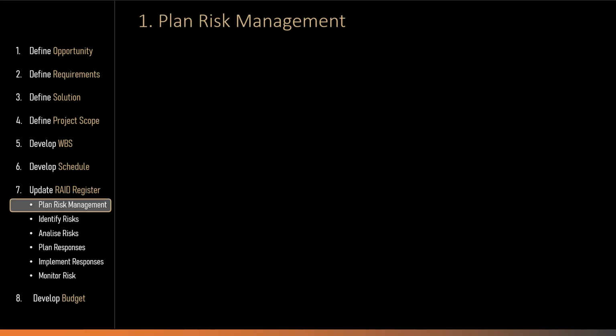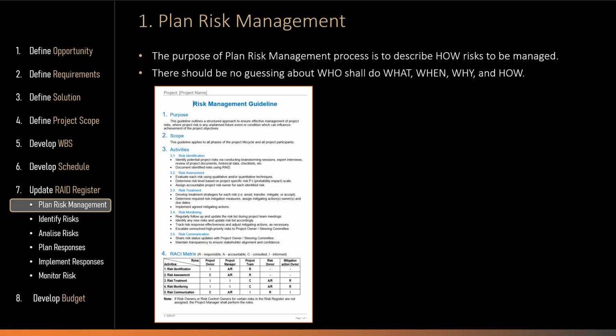Before we proceed with risk management in the project, the first thing to do is to agree how we will do risk management, what needs to be done, who has to do what, and so on. This is achieved with the help of the first risk management process, plan risk management. The purpose of the plan risk management process is to describe how risks are to be managed in the project. There should be no guessing within the project team about who shall do what, when, why, and how. The outcome of the process should be agreed by the project team and validated by the project owner. The easiest way to create such a guideline is to use the guideline shown on the screen and adapt it to the needs of your project.